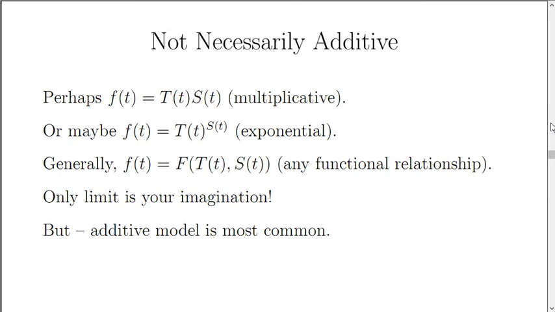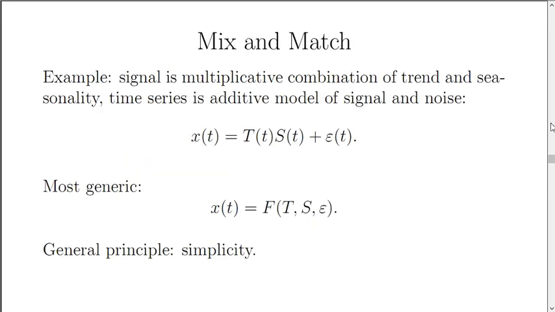And that goes for both signal, breaking down into trend and seasonality, and data breaking down into signal and noise. Do be aware, though, that the additive model is the most common way it's done, and one of the most common ways that it actually happens in nature. Sometimes we want to mix and match. For example, maybe the signal is a multiplicative combination of trend and seasonality, but the time series itself is an additive model of signal and noise, in which case X, the data, would be equal to capital T, the trend, times capital S, the seasonality, plus epsilon, the noise. The most generic combination would be that X, the data, is some general function of a trend function, a seasonality function, and a noise function.